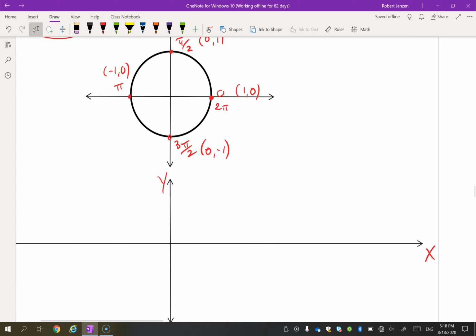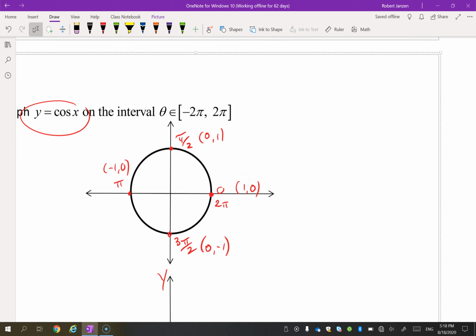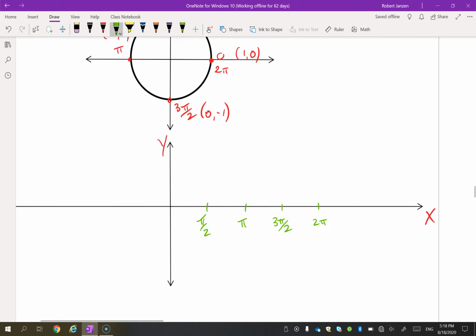Okay, so let's try it. We'll put a little bit of our intervals here. This is pi by 2, this is pi, this is 3 pi by 2, this is 2 pi. And I'm only going to do the positive here. Instead of going from negative 2 pi, I'm going to go just from 0, because usually we're just asked for one period. Okay, so at 0, cosine is 1.